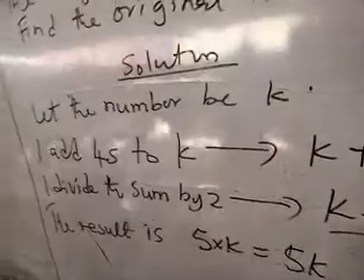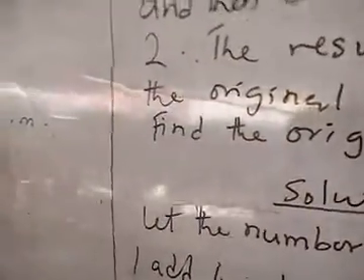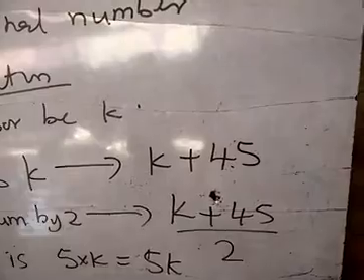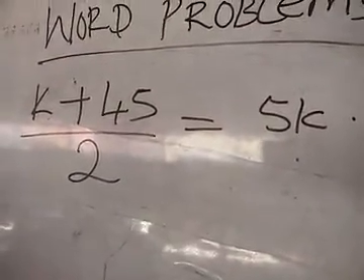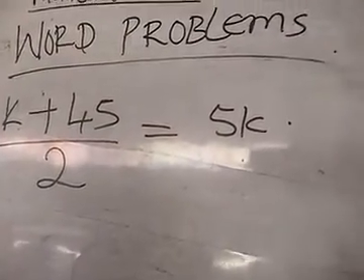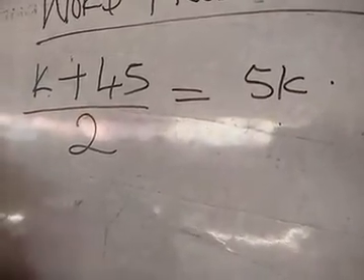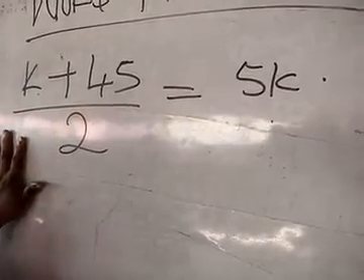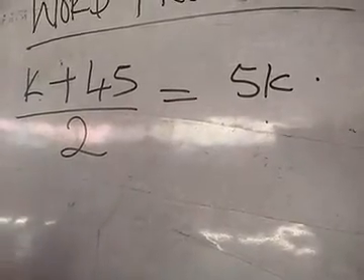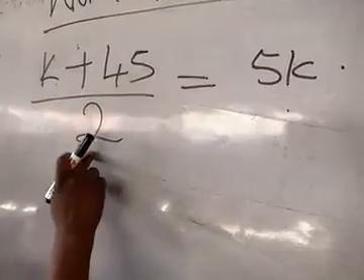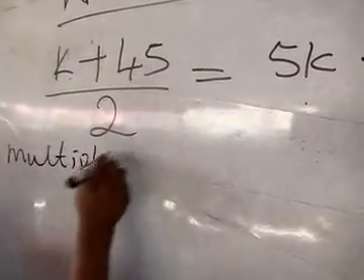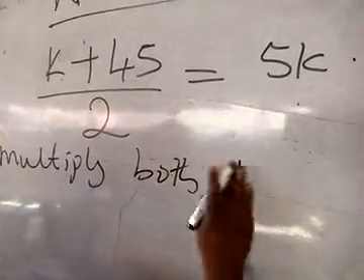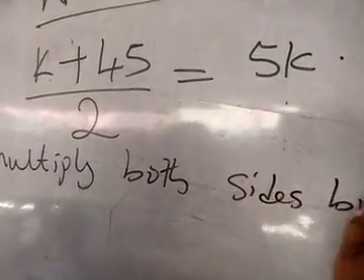That would be, the equation would be K plus 45 over 2 is equal to 5K. Now we have formed an equation with the statement. Now we want to solve. The first step here is to clear the fraction. So to clear the fraction, we multiply both sides by 2.